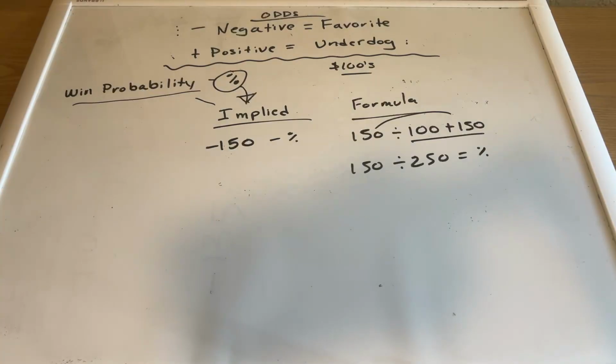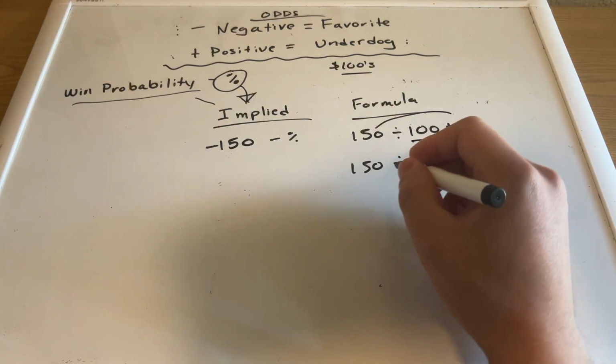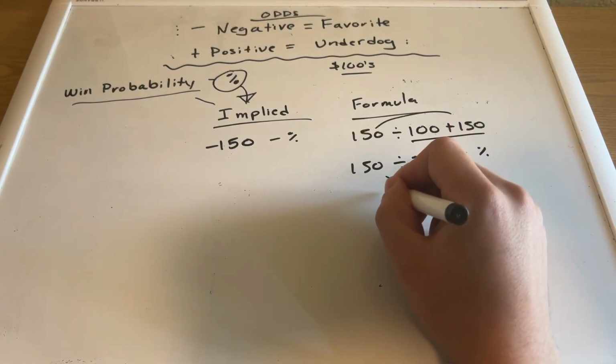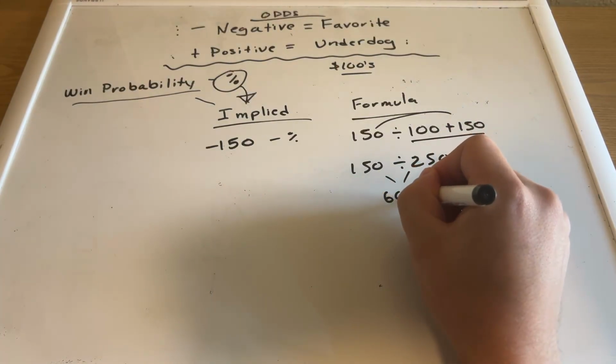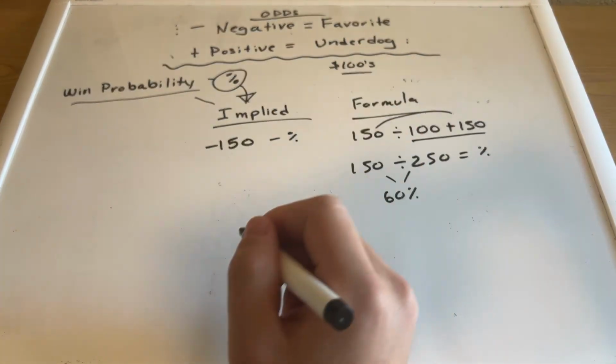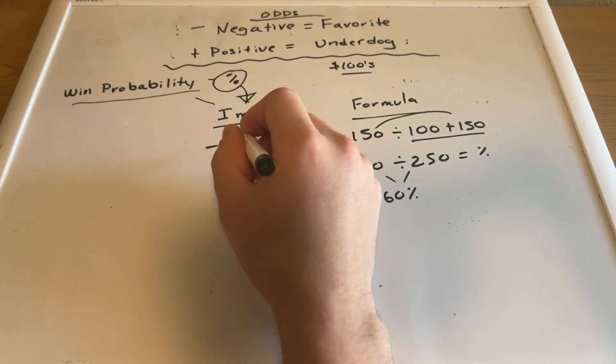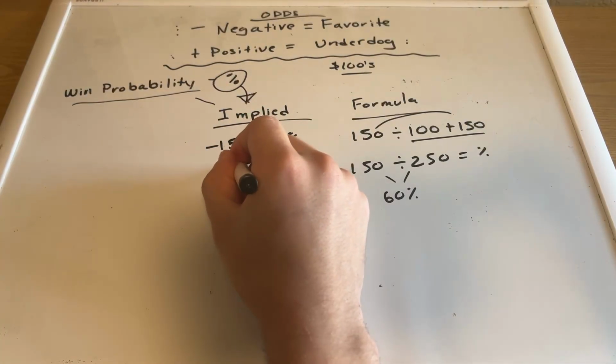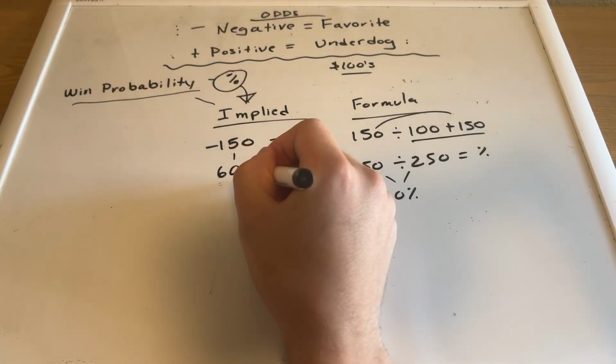So let's calculate that. We're going to do 150 divided by 250. And what we're going to get here is 60%. So in this scenario, minus 150 is going to be a 60% chance.